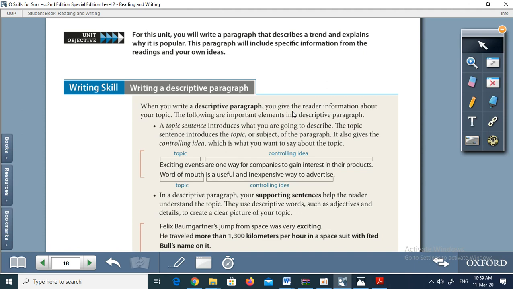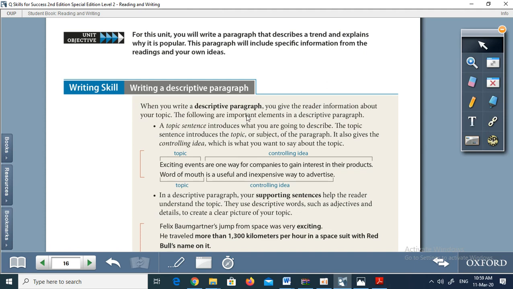And these are in between. We can have examples and other things. Basically, these are the basic components of a paragraph. There are other things also to keep in mind while writing a paragraph. But the question comes: what actually is a descriptive paragraph?